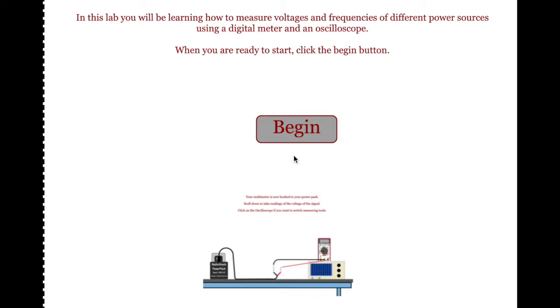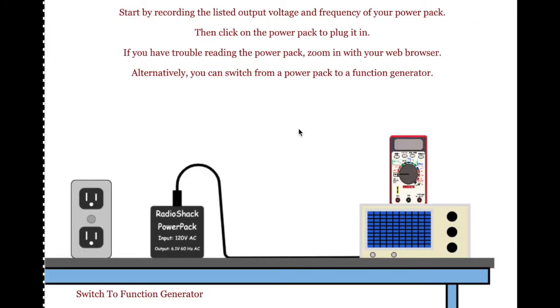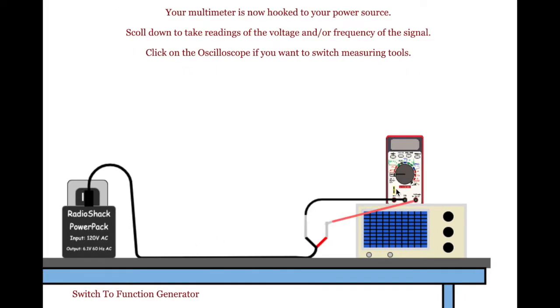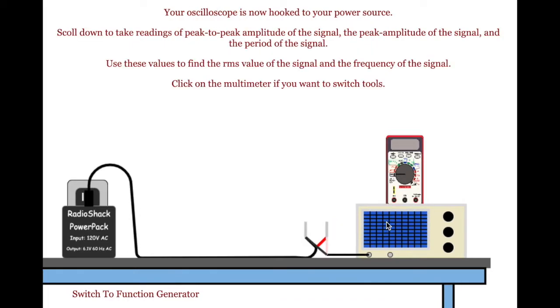This lab is designed to help students understand how they can measure voltage and frequency using a multimeter or an oscilloscope when testing an AC power supply. When the program opens up, they will have a RadioShack power pack with a randomly generated output voltage. They can plug the power pack in and then hook it to either the multimeter or to the oscilloscope.